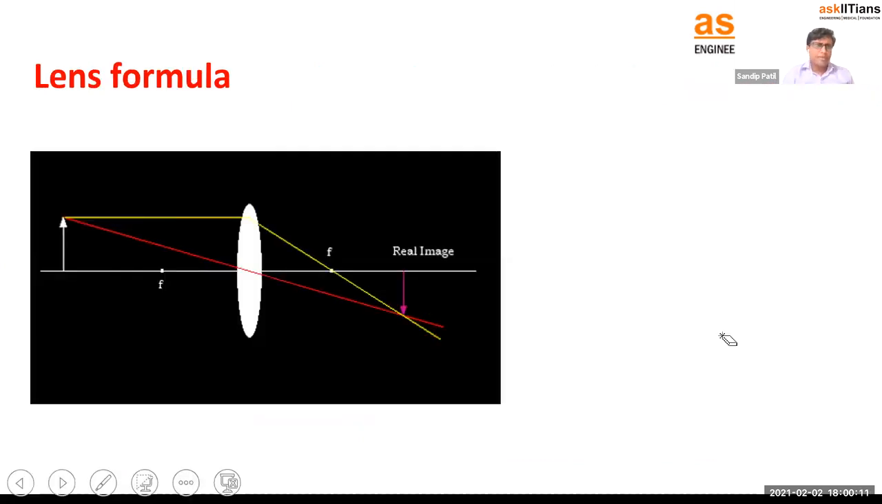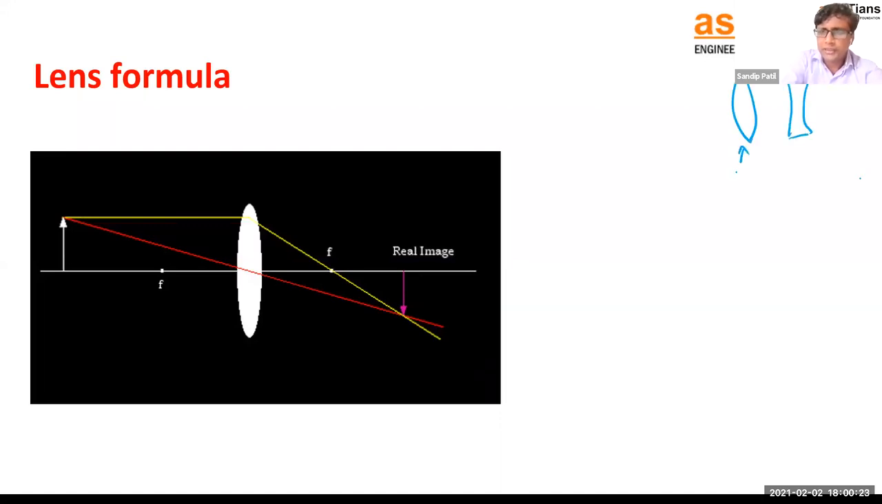Now let's come to our lens formula, right? I told you there are two types of lenses. One is a normal lens and the other is like this. This is called a biconvex lens, or normal convex lens, and this is called a biconcave lens. In the diagram, we can see one lens. Which one is that? Obviously, it is a biconvex lens, right?